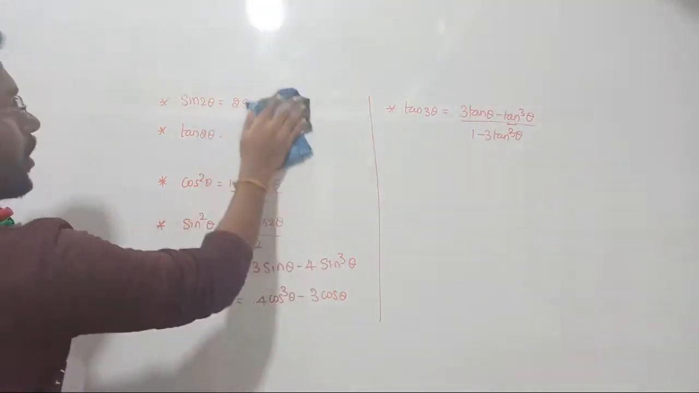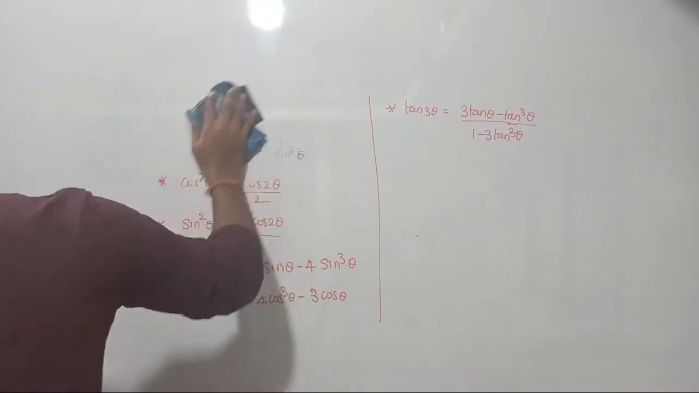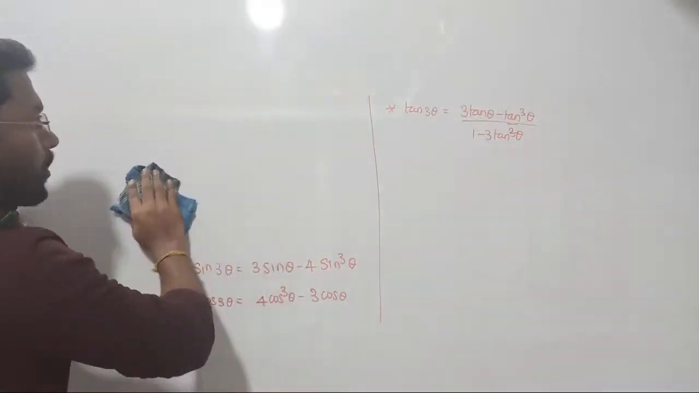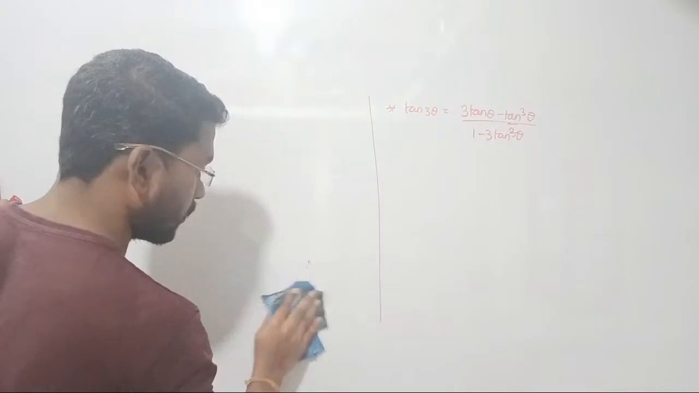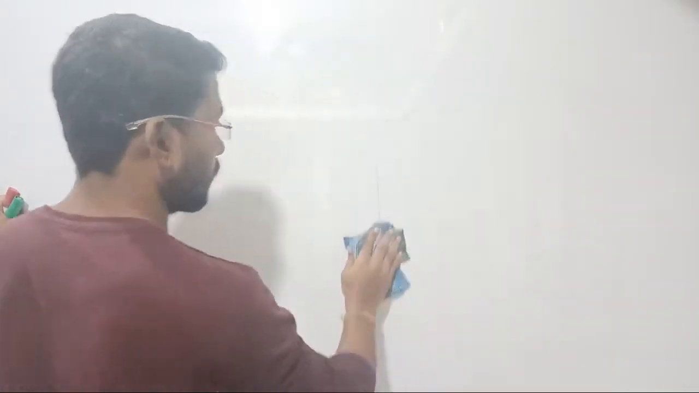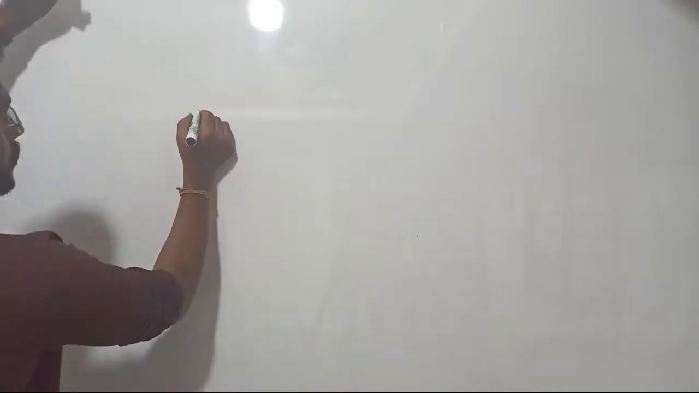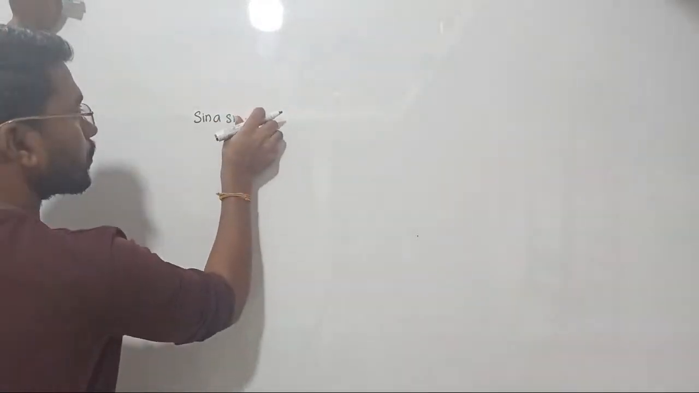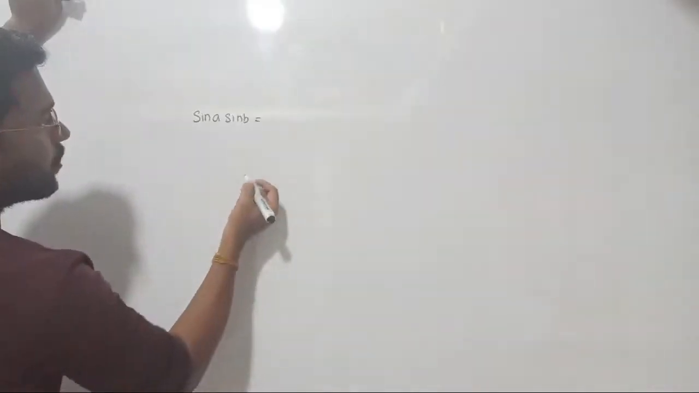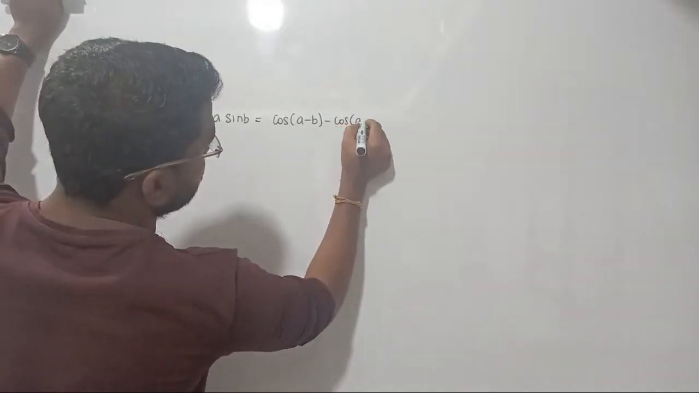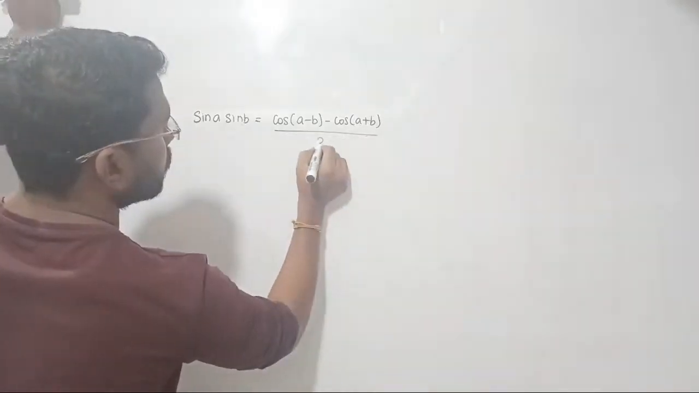Let me rub this one. Let me write a few more identities. I have written the expansions for sin a plus b, sin a minus b, cos a plus b, cos a minus b. They are also very important. Please try to make very clear notes. Next, let us discuss sin a sin b. What is the formula for sin a sin b? It is cos a minus b minus cos a plus b upon 2.